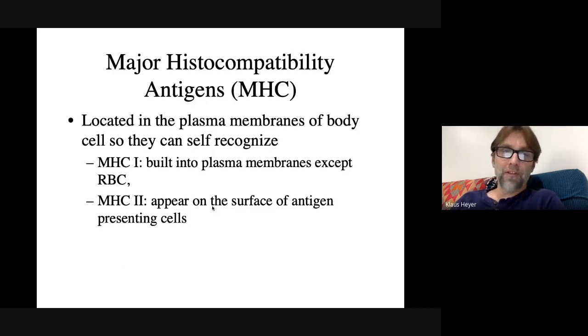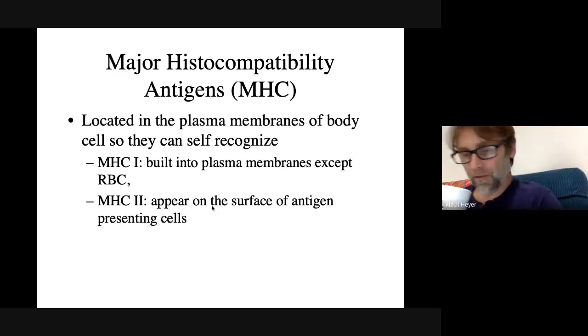Of course, our red blood cells don't have this whole setup. They're using a different setup, the A, B, and O. So they're not using this, but most of our plasma membranes have MHC1. MHC2 are on the antigen-presenting cells that we're going to talk about, and they're not embedded into the plasma membrane. They're just sitting on top of the surface.